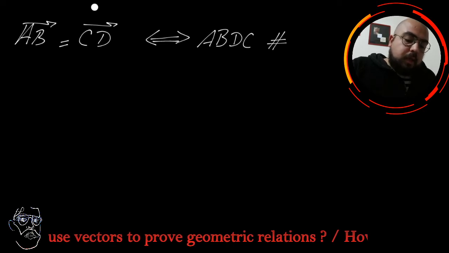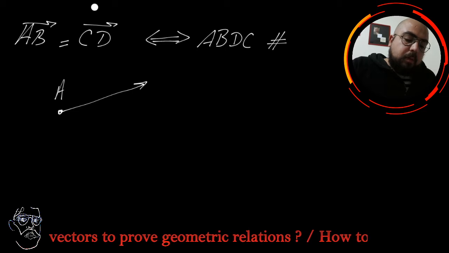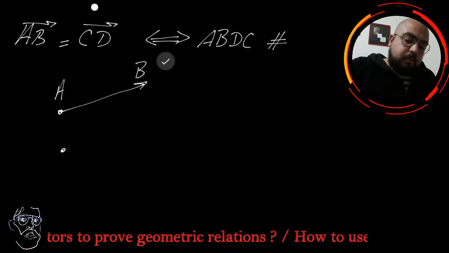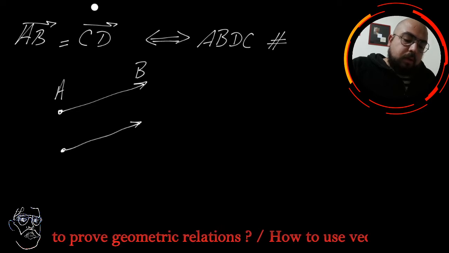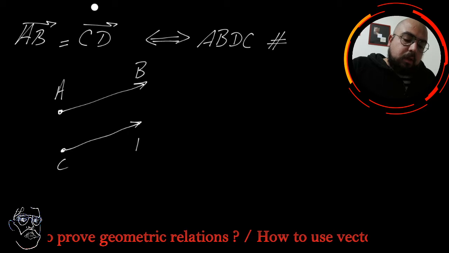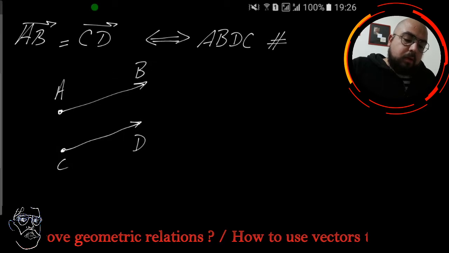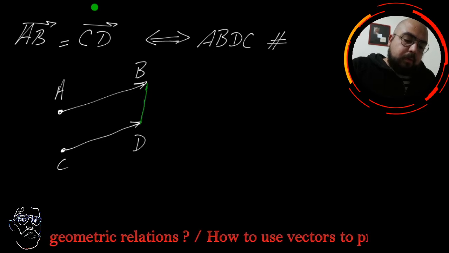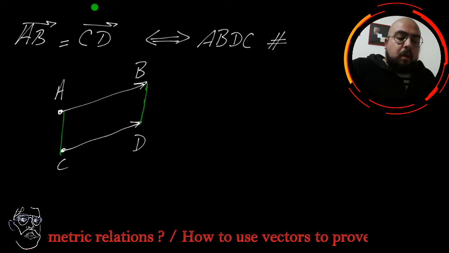So how do we represent this? Very simple. This is our vector AB, and this is the vector CD. Both of them are equal. So since AB is equal to CD, you will have ABDC a parallelogram. All right. So this is the first one.